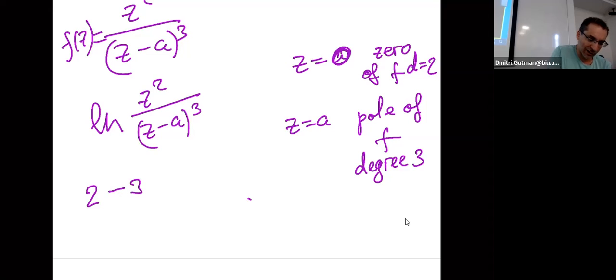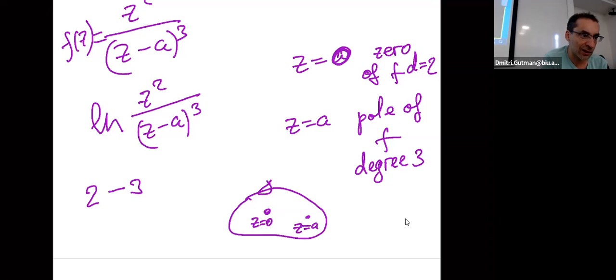This is under the assumption, of course, that point z equals 0 and point z equals a are inside the contour of integration C. So if both points are inside the contour of integration, then we are getting that 2 minus 3 is equal to minus 1. So what does it mean about the change of the argument?